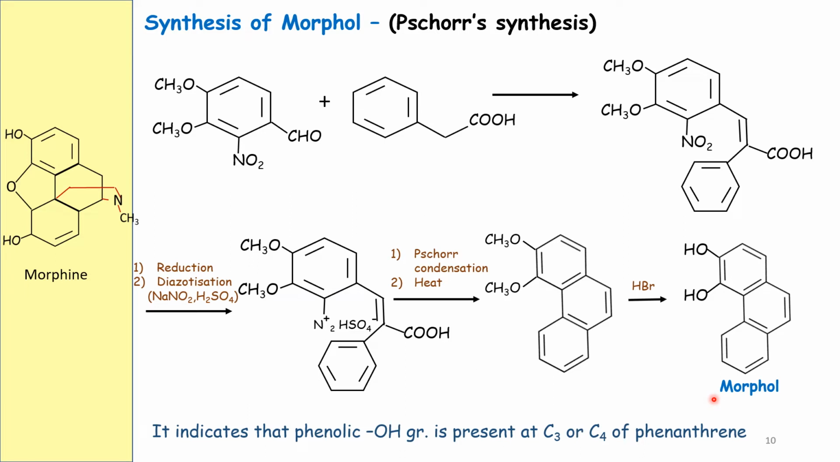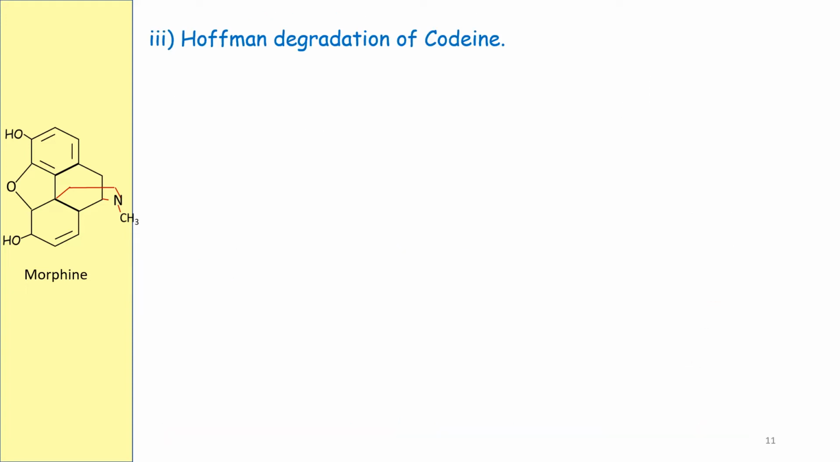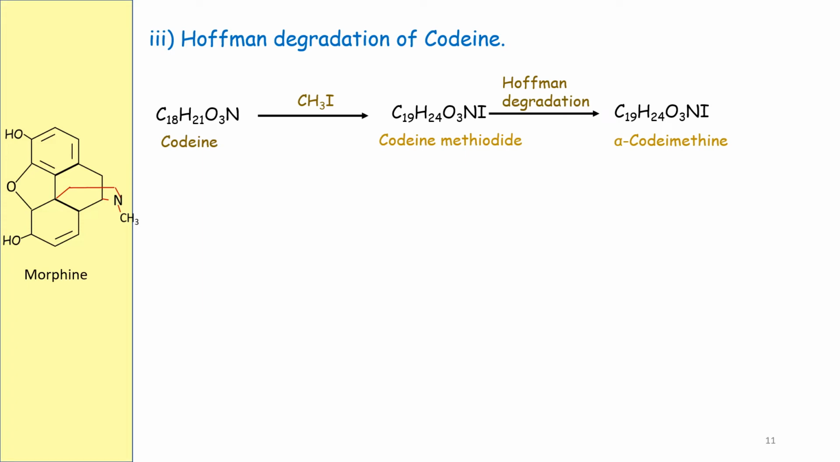And the formation of that Morphol indicates that the phenolic OH group is present at C3 or C4 of the phenanthrene. These are positions number 1, 2, 3 and 4. This is the 3,4-dihydroxy product. Therefore, the OH group should be present at position number 3 or position number 4 of the phenanthrene. Then the Hofmann degradation of codeine.